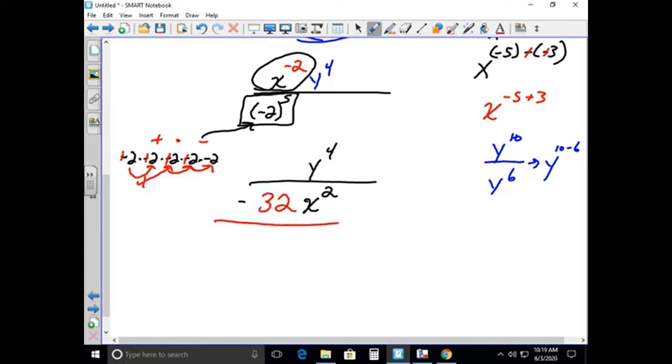And there's nothing left that we can do to simplify that. Our exponents are positive, none of our bases are the same, so nothing to reduce, nothing to move. Even though 32 is negative, that's a base, that's not an exponent, so it doesn't get moved across the fraction bar.